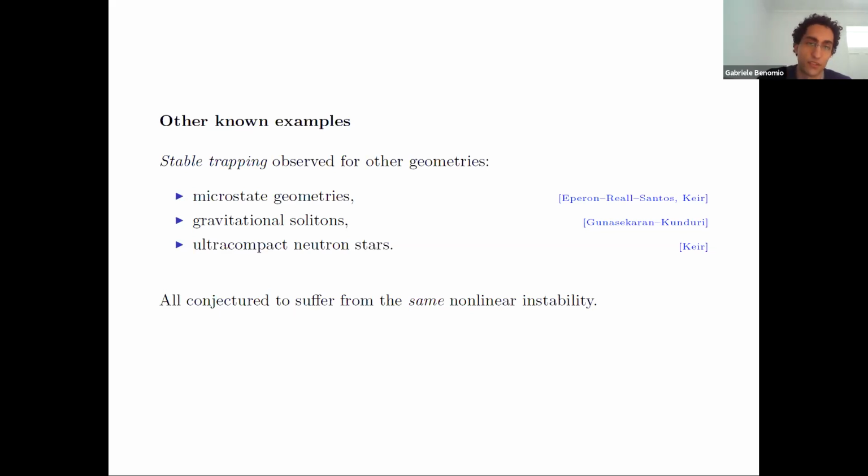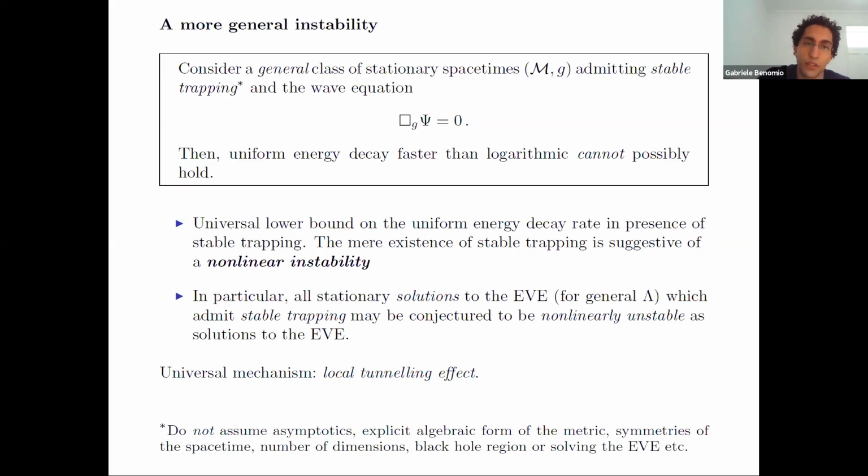And I claim that this should indeed be the case for a very general class of spacetimes. I believe that the expectation should be that if one considers a general class of stationary spacetimes, which are assumed to have stable trapping, and considers the scalar linear wave equation on such a general class of spacetimes, then uniform energy decay faster than logarithmic shouldn't be expected to hold.